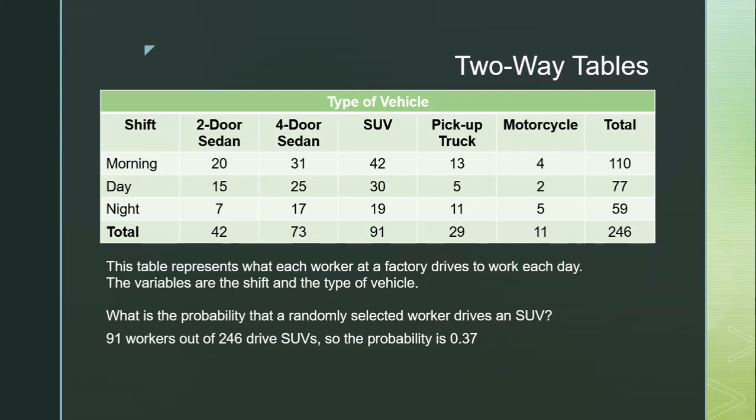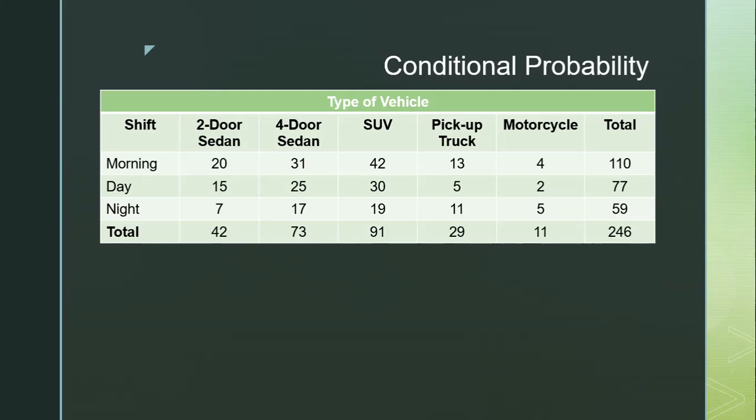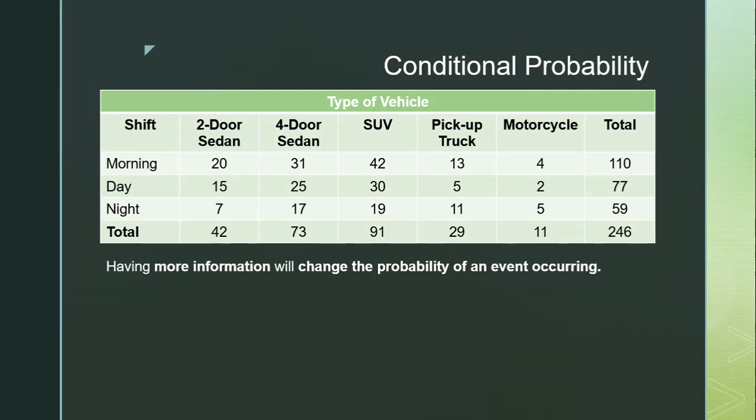Where they really shine, though, is when we look at something called conditional probability. Conditional probability means that we have more information, and having more information changes the probability of an event occurring.